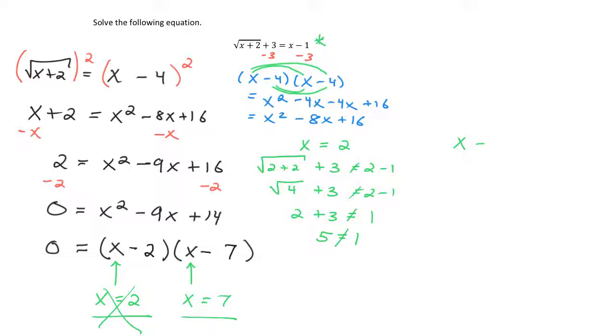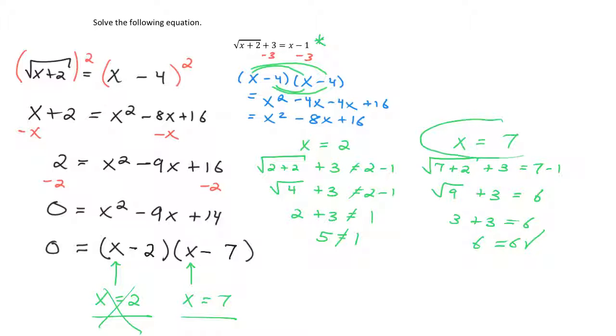But if we check 7, okay, let's see, we get the square root of 7 plus 2, plus 3, is equal to 7 minus 1. That's the square root of 7 plus 2 is 9. 7 minus 1 is 6. The square root of 9 is 3. Oh, okay, this works. 3 plus 3 is 6. 6 is equal to 6, so this is good. x equals 7 is a solution to the original equation. In fact, it's the only solution to this equation, and that is it for this example.